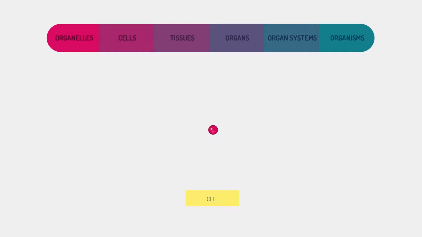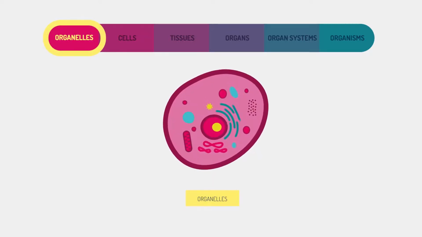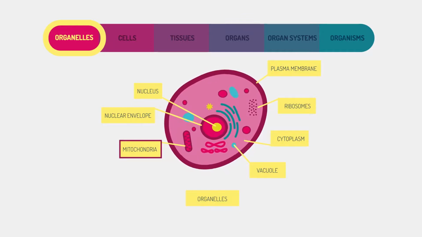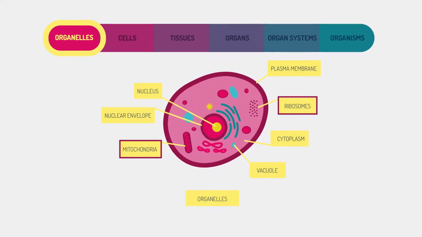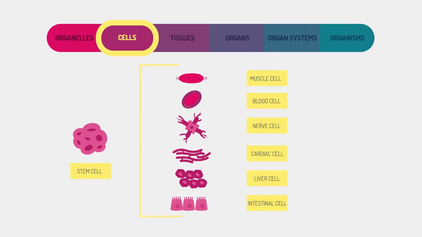Inside cells are little organelles. These are specialized structures that carry out particular jobs or functions. Like in this animal cell, the mitochondria provides energy to the cell, and the ribosomes are involved in protein synthesis. Cells themselves are the basic structure that make up living organisms. In multicellular organisms, they are differentiated to carry out different roles.